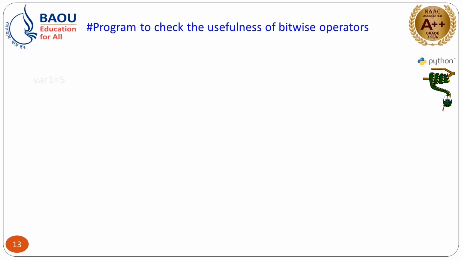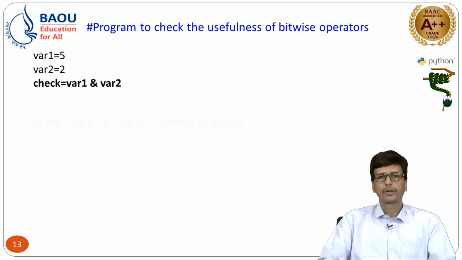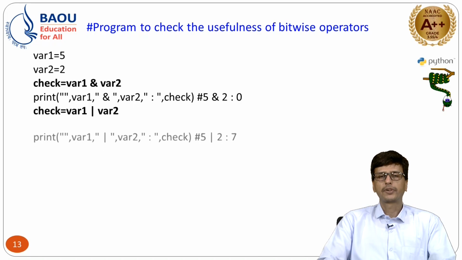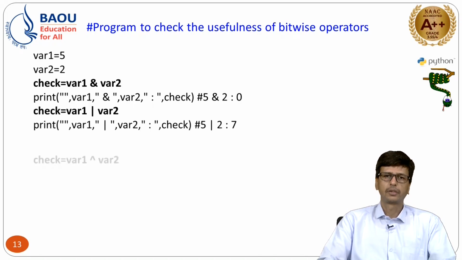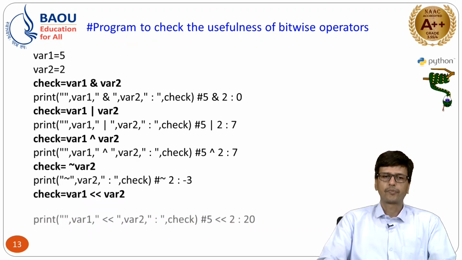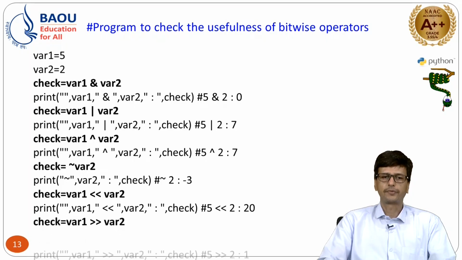Now the next is the program. You can see here the same as in the previous slide, we have discussed with different values. Here different bitwise operators are used: ampersand, OR sign, then XOR, that is the caret sign, all are used, negation, then after that the left shift and the right shift, right.